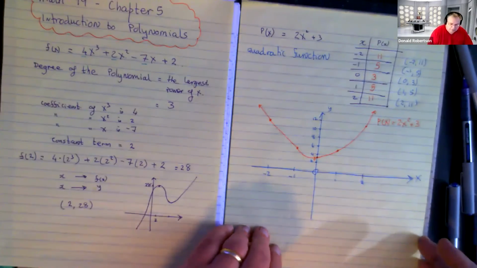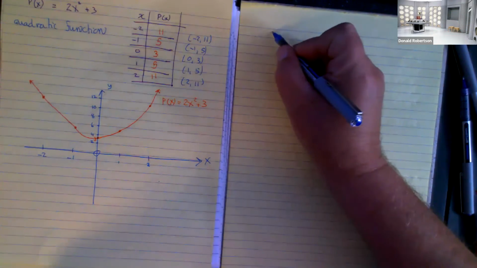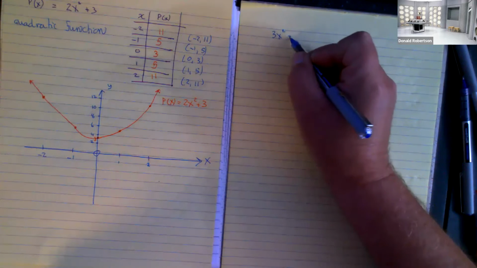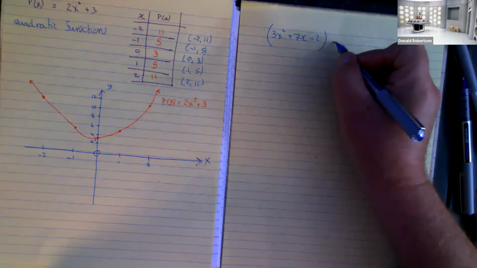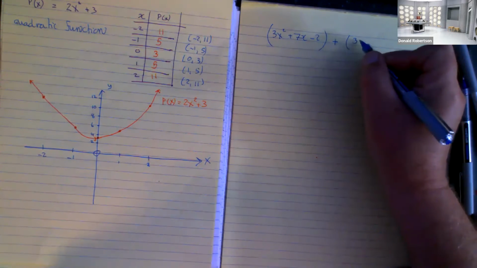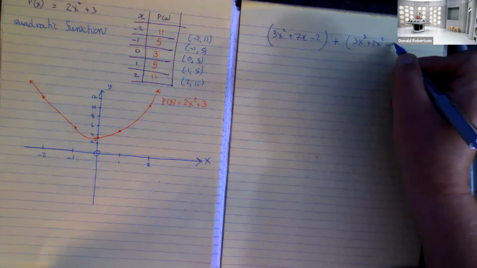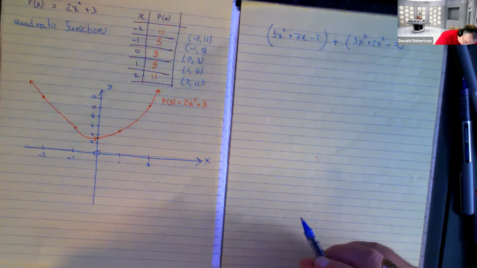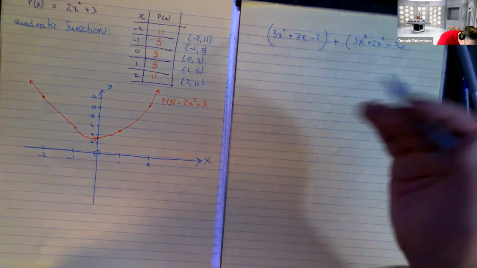So now we're going to deal with the algebra of polynomials. Not so much functions, just expressions. So if I gave you the polynomial 3x squared plus 7x minus 2, I'll put a bracket around it, and I asked you to add the polynomial 3x cubed plus 2x squared minus x, then what we really need to do here is combine these two and simplify them, collect like terms.